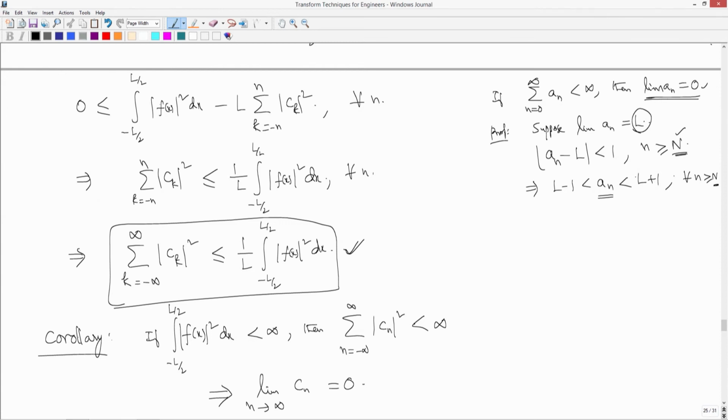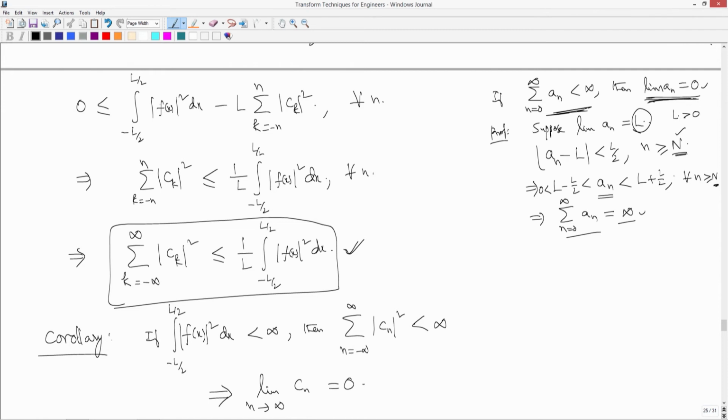If L is non-zero, let us say L is a positive quantity, so I assume that L is positive. So I can choose epsilon as L by 2. If I choose L by 2, there exists some N beyond which you have a_n between L by 2 and L plus L by 2. This is because L minus L by 2 is always positive. So this implies sigma a_n, because these are all positive quantities, you are adding up a positive quantity every time, a_0, a_1, and so on. So this has to go to infinity, but we know that this is actually finite. So that means the limit has to go to 0.